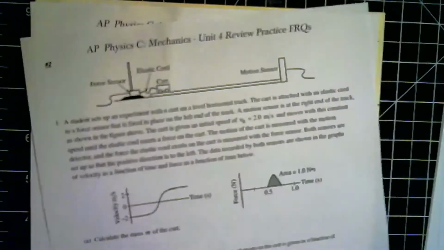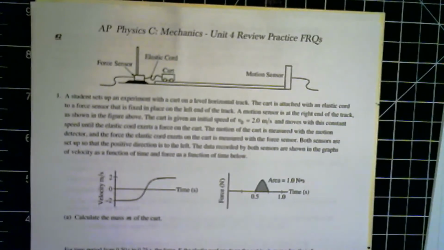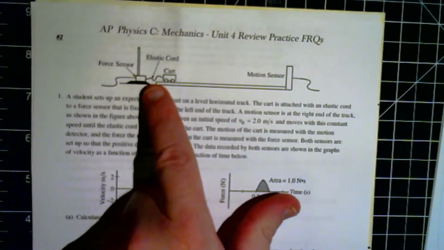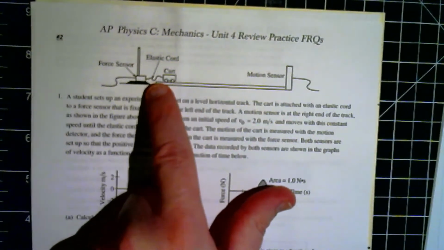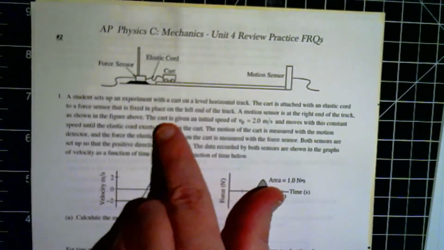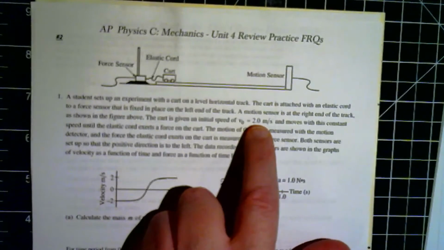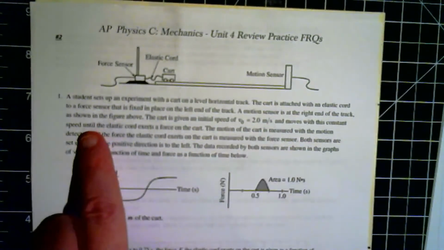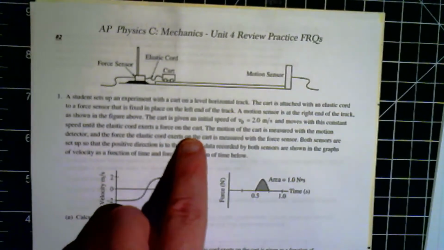Okay, so in this question, it tells us we've got a cart with an elastic cord, and the elastic cord is going to stop the cart. So the cart's going to be given some initial speed. It tells us that it's given an initial speed of 2.0 meters per second, and it moves with this constant speed until the elastic cord exerts a force on it.